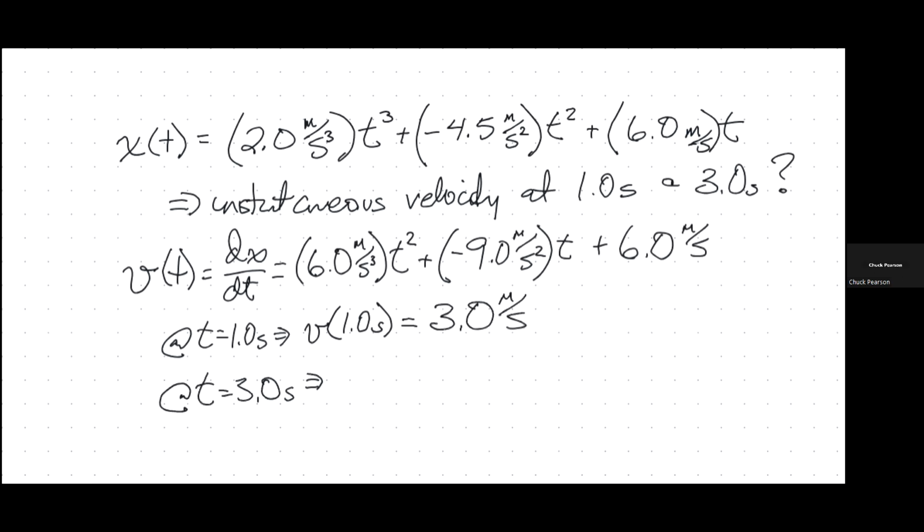At t equals 3 seconds, the instantaneous velocity is going to be 6 times 3 squared, 6 times 9, 54, minus 9 times 3, 27, plus 6, that's 33. Again, confirm that and see if you've got that.